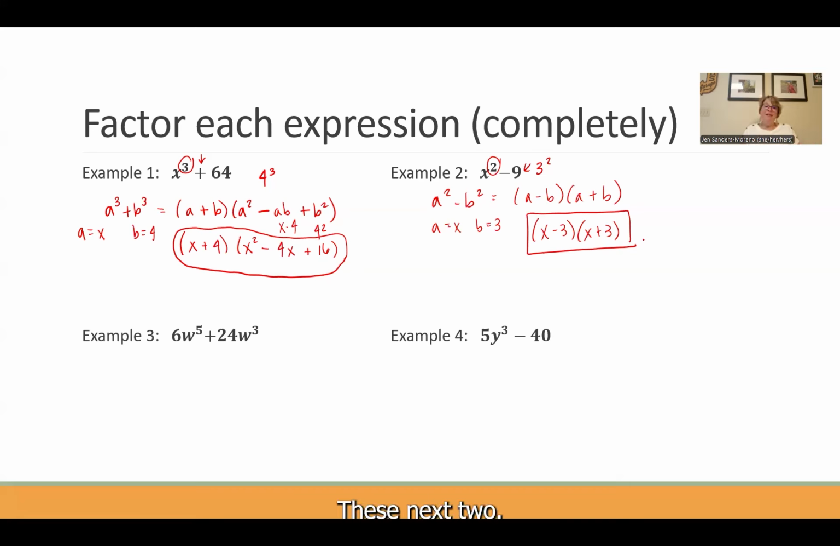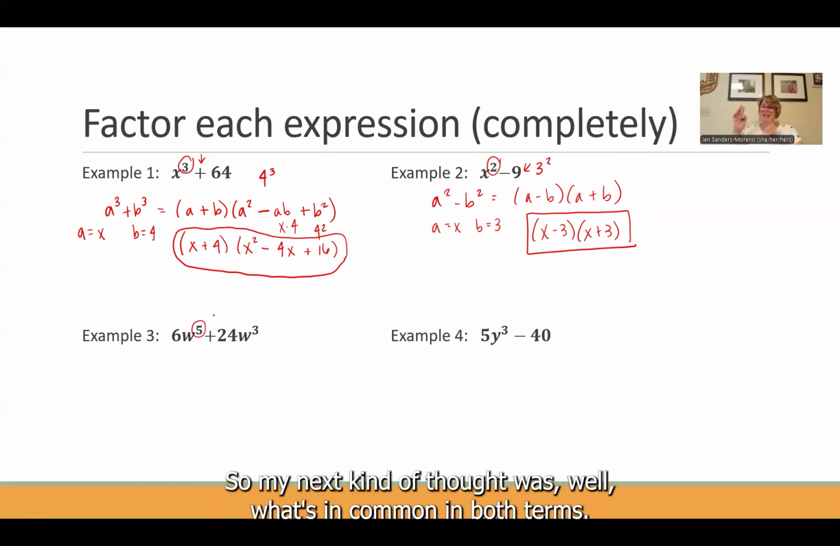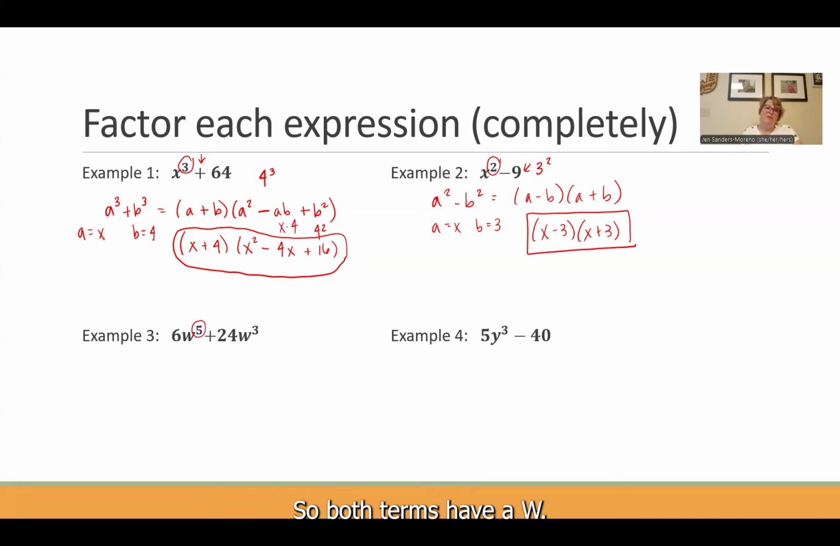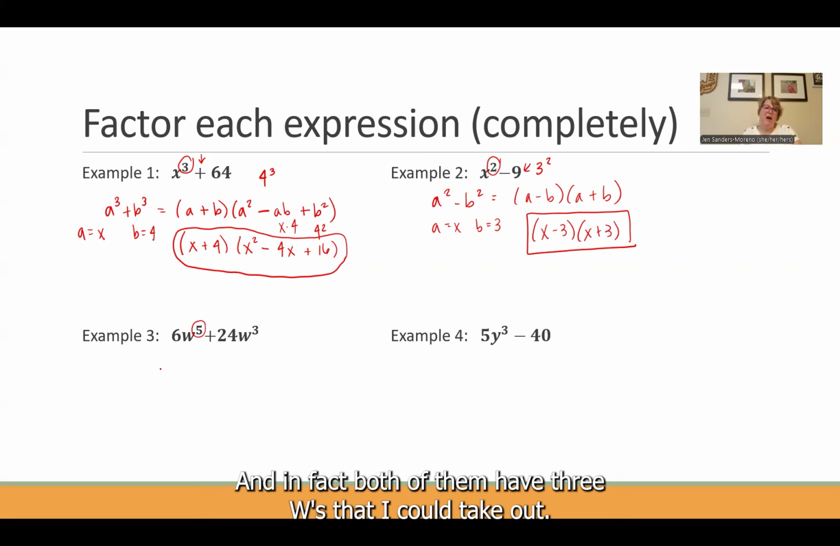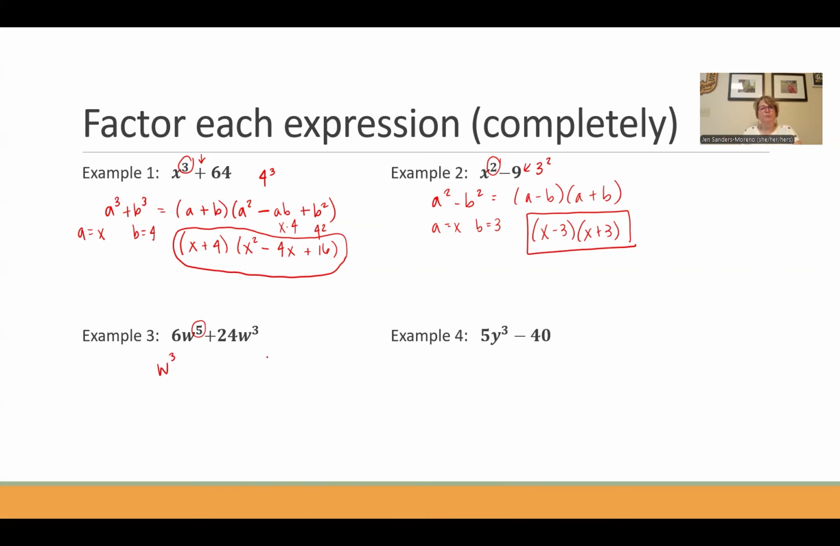All right. These next 2, I'm going to just go ahead again, look to see if we could take a GCF out of this one. Now, the reason why I knew to go straight to a GCF is because I noticed this exponent of 5, and I was like, I don't have any formula for a 5. So what do I do? So my next thought was, well, what's in common in both terms? So both terms have a W, and in fact, both of them have 3 W's that I could take out. Okay. And then both have a 6 I can take out.